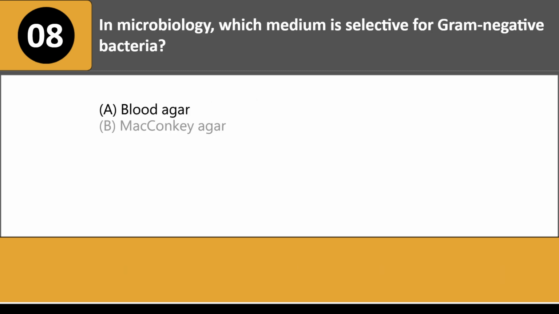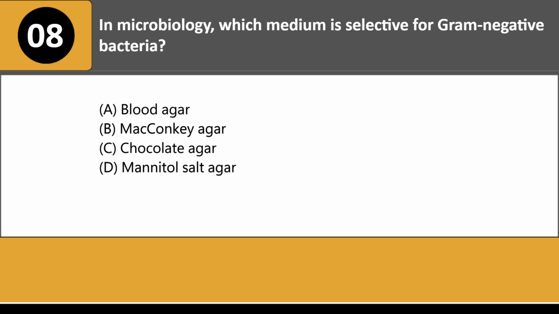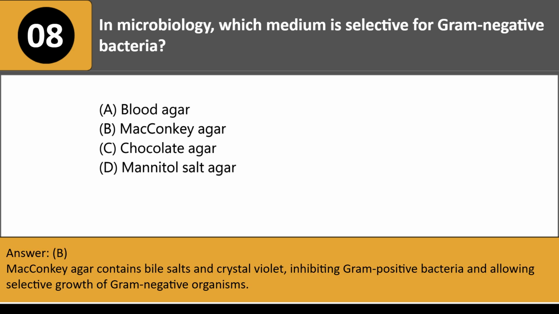In microbiology, which medium is selective for gram-negative bacteria? A. Blood agar. B. MacConkey agar. C. Chocolate agar. D. Mannitol salt agar. Answer B. MacConkey agar contains bile salts and crystal violet, inhibiting gram-positive bacteria and allowing selective growth of gram-negative organisms.